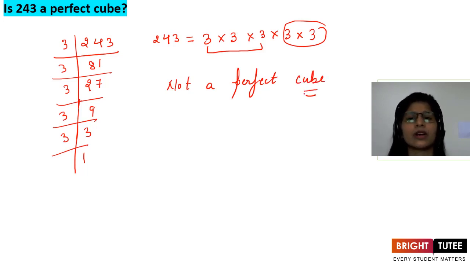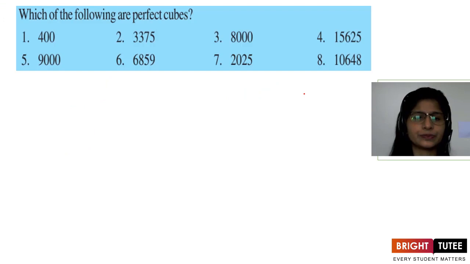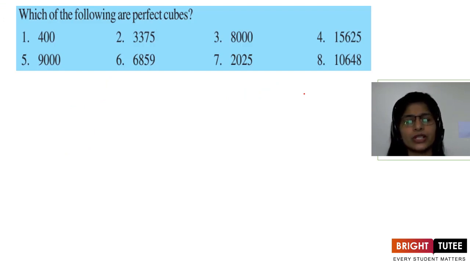This is how we recognize whether a number is a perfect cube or not, and prime factorization is the only method you can use to find out whether a number is a perfect cube or not. Clear? So let us do another one. Here are some questions and they're asking us which of the following are perfect cubes. You just have to do the prime factorization one by one and we'll get to know which of them are perfect cubes and which are not.